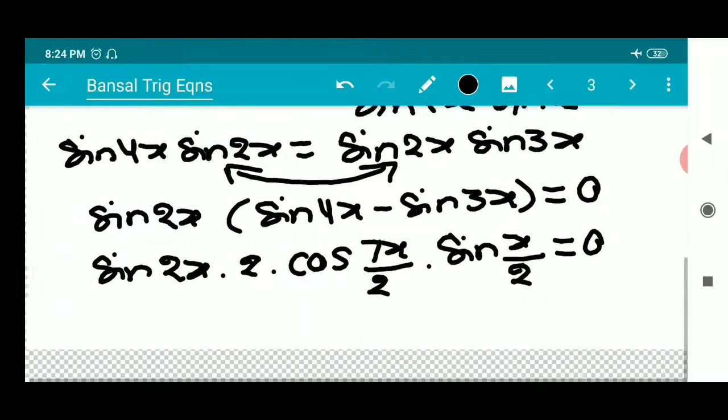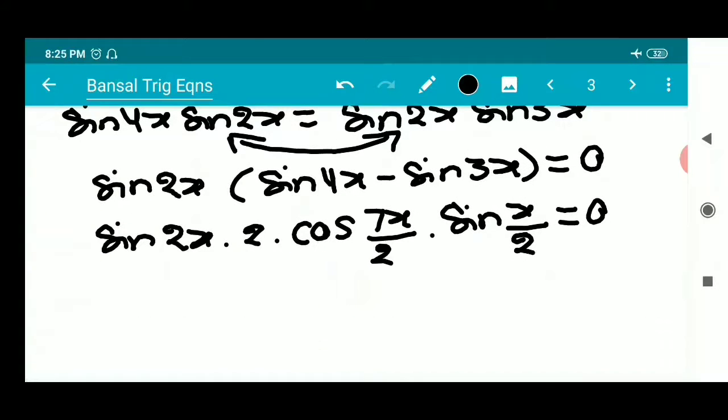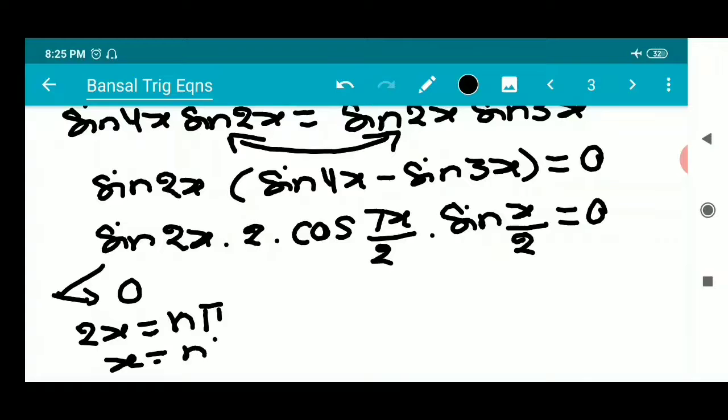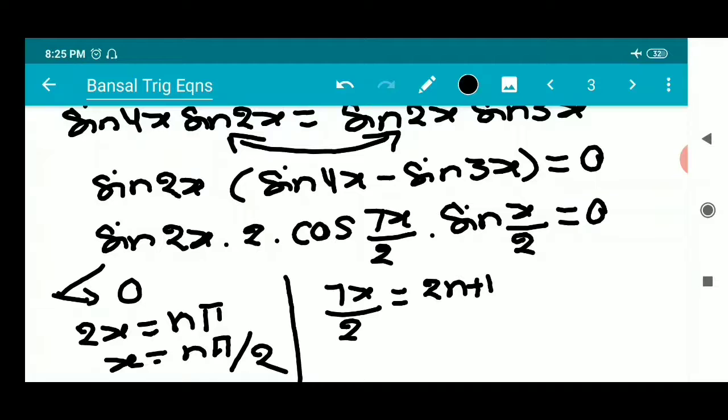Right, now any one of them can be 0, so when sin is 0, what is the solution? 2x equals n pi, so x equals n pi by 2. Similarly, when cos is 0, at odd multiples of pi by 2, so 7x by 2 equals (2n plus 1) into pi by 2.